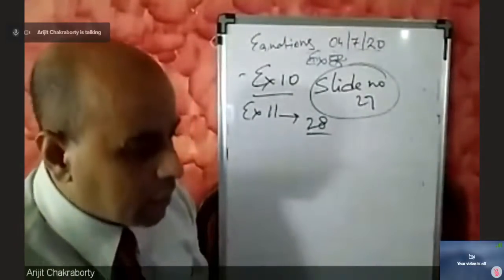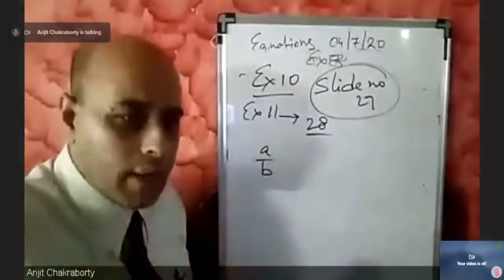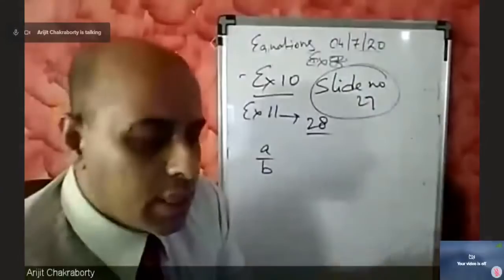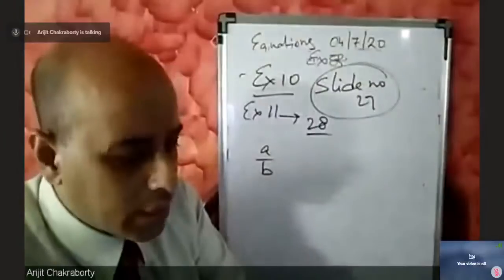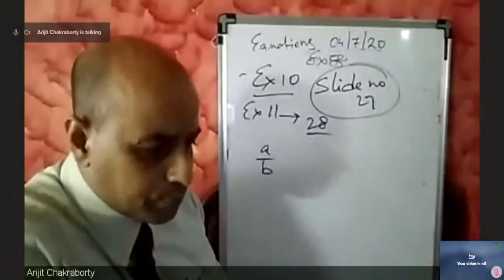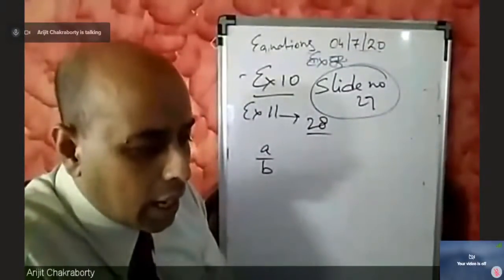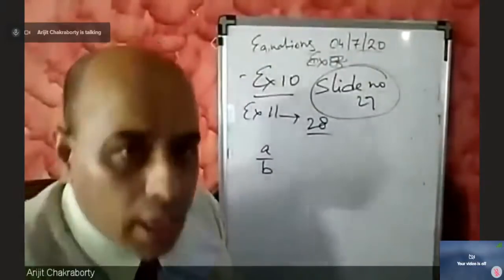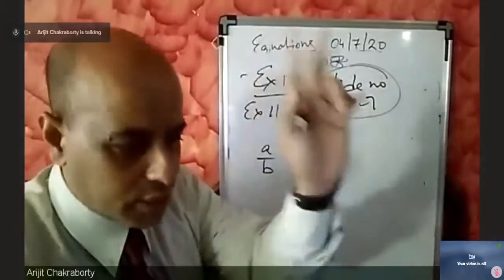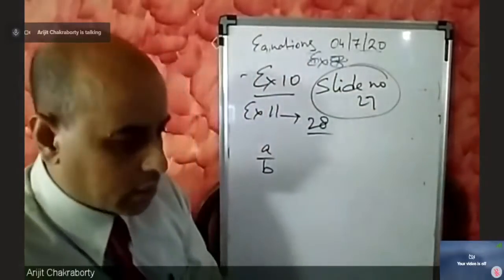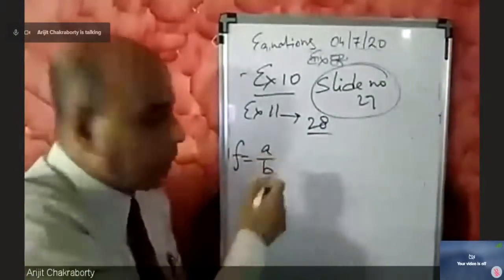The question is, if the numerator of a fraction, so again we have a fraction, we call it a by b, is increased by 2 and the denominator by 1, then it will become 1. Again, if the numerator is decreased by 4 and the denominator by 2, it will become half. We have to find the fraction. So we are given two conditions, two situations. Let us try to find it out. So let the fraction f be equal to a by b.